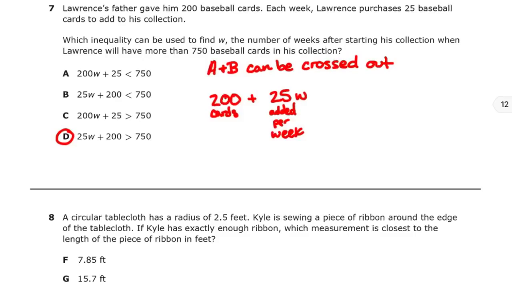C cannot be the answer, just if you're wondering. C cannot be the answer because 200 is the initial amount of baseball cards he has. He's not going to be purchasing 200 cards per week. So that's why C will not work.